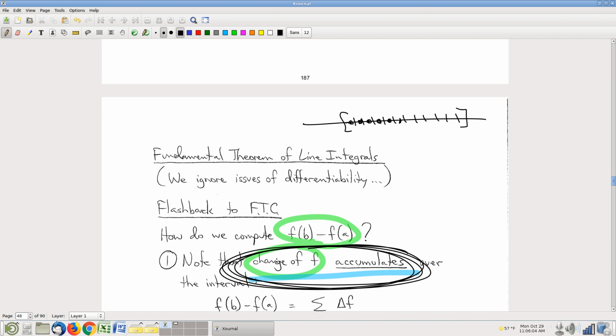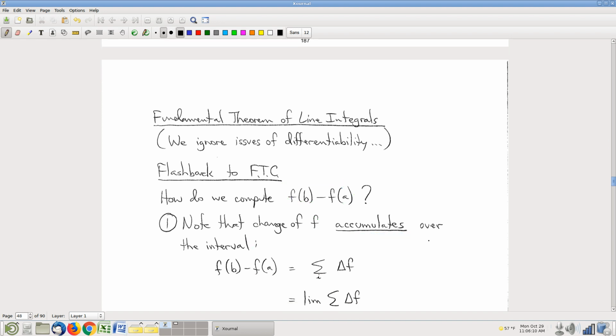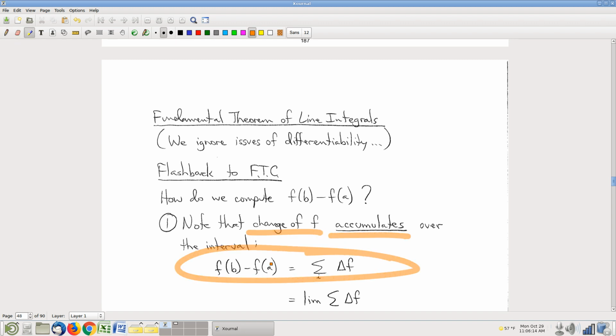But it turns out to be a really nice point of view on the fundamental theorem. So I want to make the observation here that change is an accumulating quantity. Here's how we write that. Change on the whole interval is just the sum of all the changes on the little bitty intervals when you slice it up. Right? There's that accumulation feature.